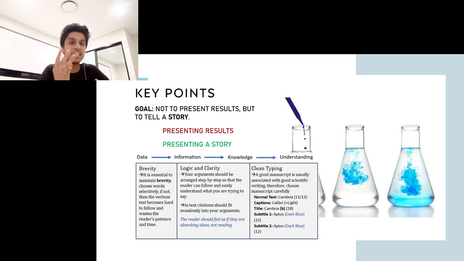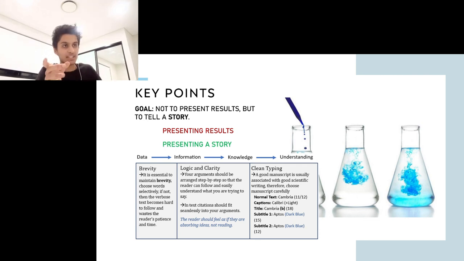Okay, so now there's 3 other key things to keep in mind: brevity, logic and clarity, and clean typing. So brevity. It is essential to maintain brevity. Choose words selectively. Don't just use words to sound smart. It's not going to make you sound smart. In fact, teachers or professors can easily recognize that this person is trying to sound smart. This person is desperate. And that kind of makes you sound even dumber. So don't use too many words, because that's going to make you sound dumb to experts. It's going to waste the reader's time, and they're probably just going to leave your paper.